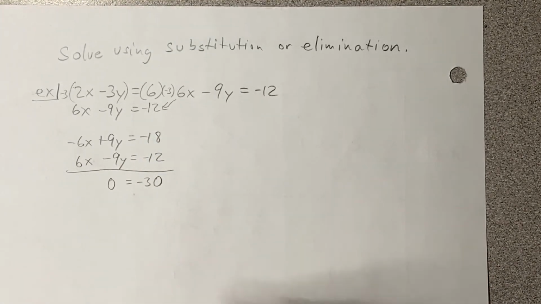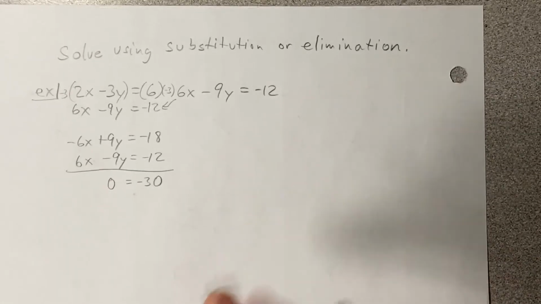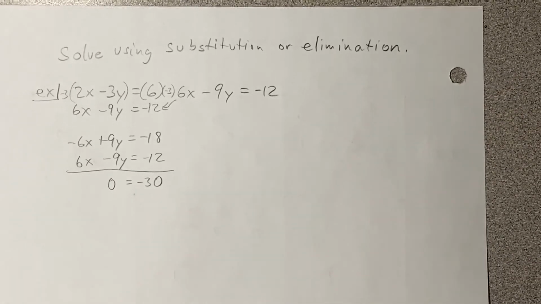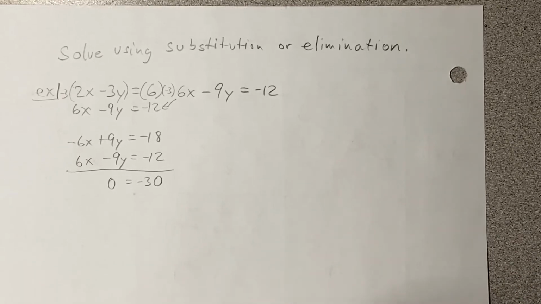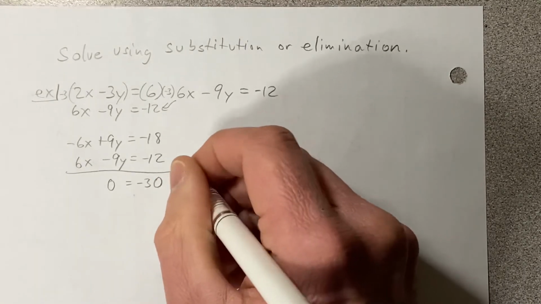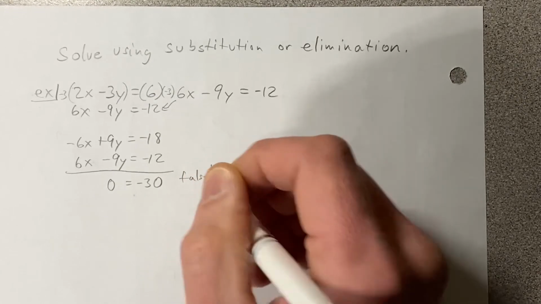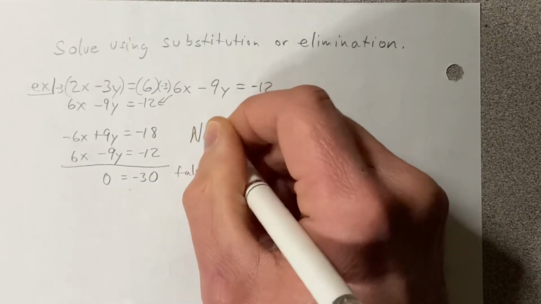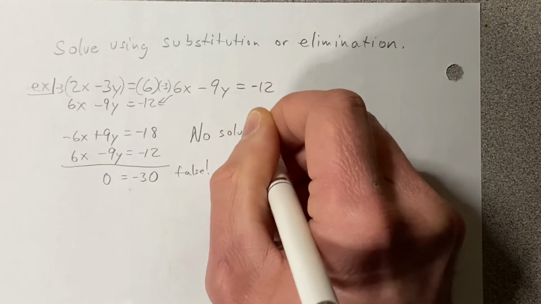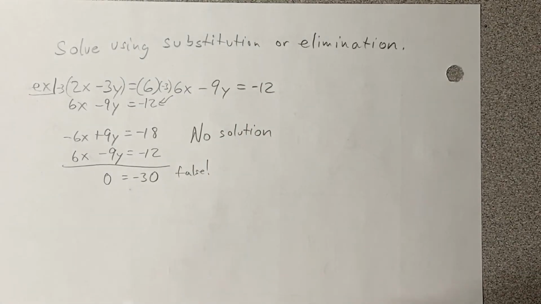So here's the thing. The variables went away. Both of the variables are gone, and I'm left with the relationship here. Is it true? Is 0 equal to negative 30? No, that's false. So what's our answer? No solution. As it turns out, if I had solved for y, or if I had graphed these, I would notice that their y-intercepts would be different, but their slopes would be the same.